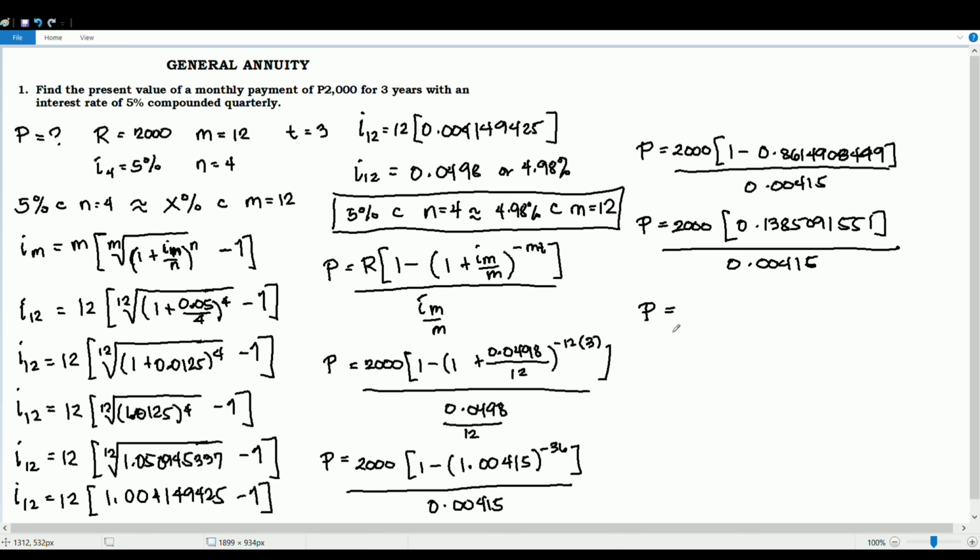After that, we can now multiply the numbers in our numerator, 2,000 times the number inside the bracket. That will give us 277.0183102 over the denominator of 0.00415. Dividing these two numbers, in two decimal places, we have 66,751.40 pesos. So the present value is 66,751.40 pesos if there is a monthly payment of 2,000 for 3 years, and the rate is 5% compounded quarterly.